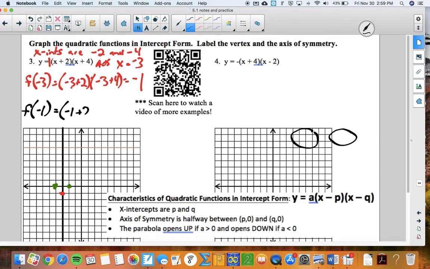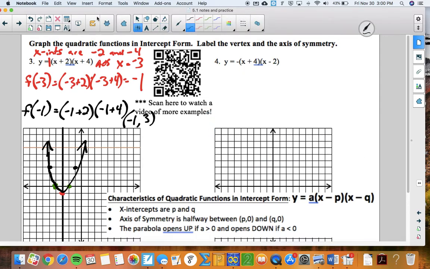So -1 plus 2, -1 plus 4, and then multiplying whatever those sums are. So we get 1 times 3, which is 3. So when x is -1, y is 3. Reflect it. There is your parabola.